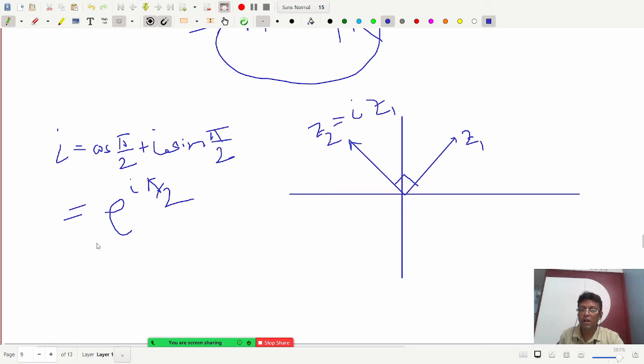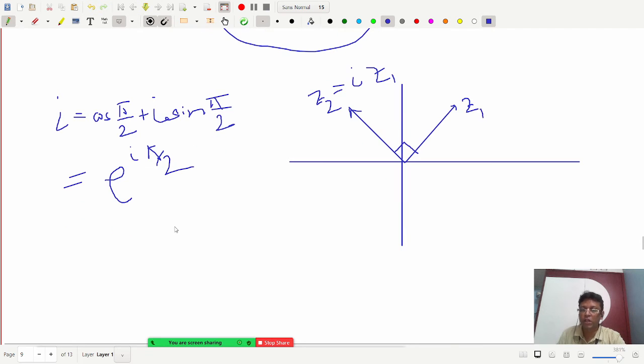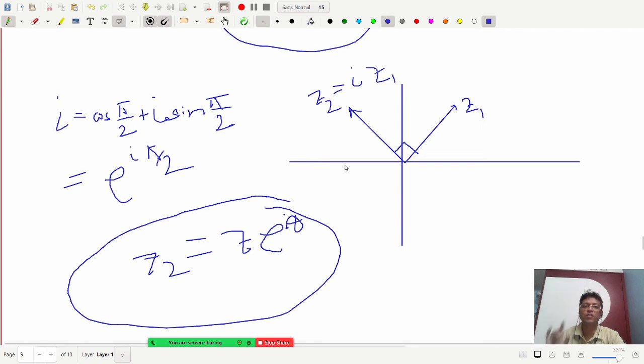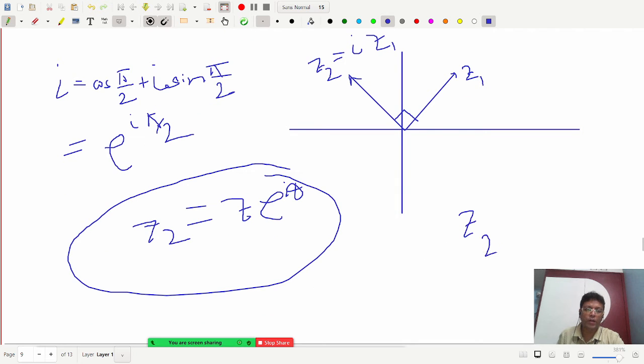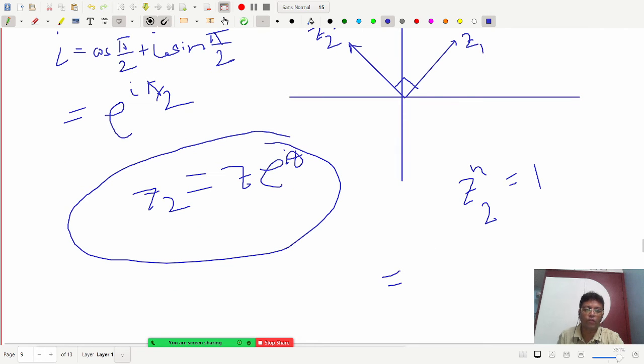So if a complex number is rotated through this angle, then it can be written as Z1 times e to the power i theta. If it is rotated by theta, then Z2 can be written as Z1 e to the power i theta. That is the rotation theorem. In this case you have iZ1. So Z2 to the power n equal to 1, because it's an nth root of unity. So you can write Z1 i to the power n equal to 1.